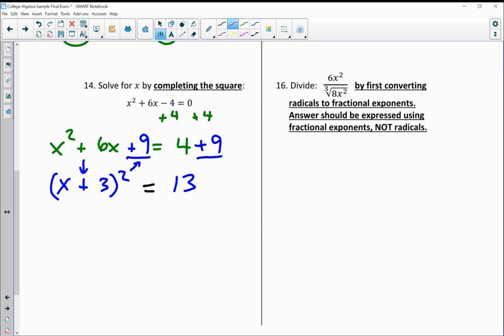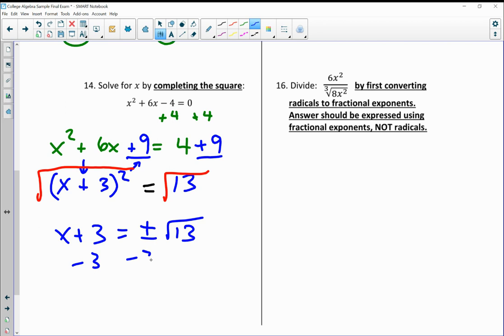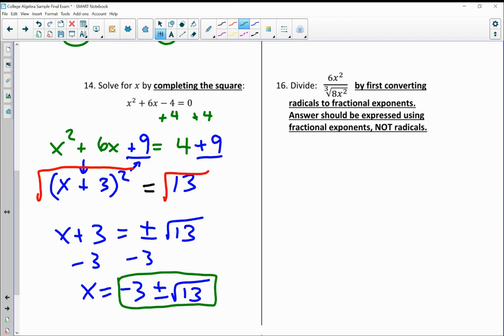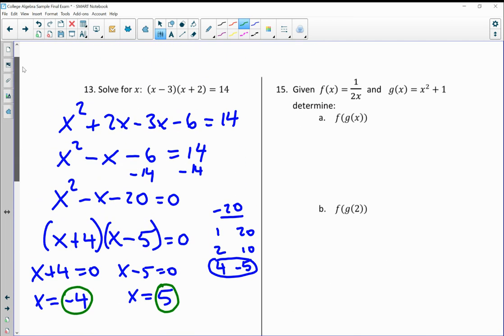So next, we want to undo the squaring with a square root. So square root both sides. So x plus 3 equals plus or minus the square root of 13, which would stay the way it is. Right? Nothing breaks down with 13. And then minus the 3 both sides. So x equals negative 3 plus or minus the square root of 13. And that would be our final answer. Okay, so let's take a look at our next problem.